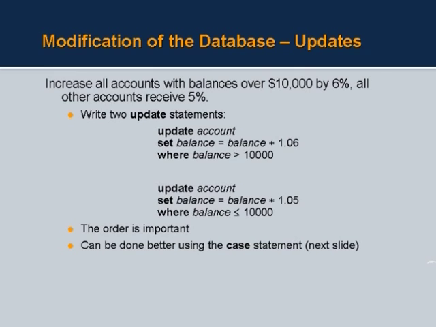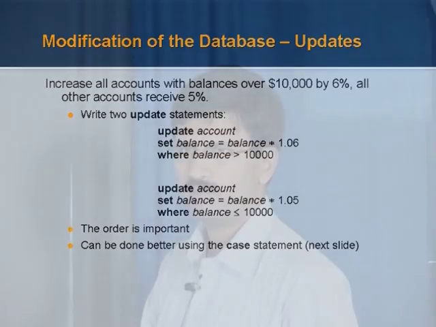Now, this fellow does what? For those which are less than or equal to 10,000, you set balance to 1.05 times this. Now, this is a very tricky query. This query works, but supposing you flipped these two, what will happen? So the balance was just under 10,000. So first you give 5%, then you give 6%. So the customer may be happy, the bank is very unhappy.